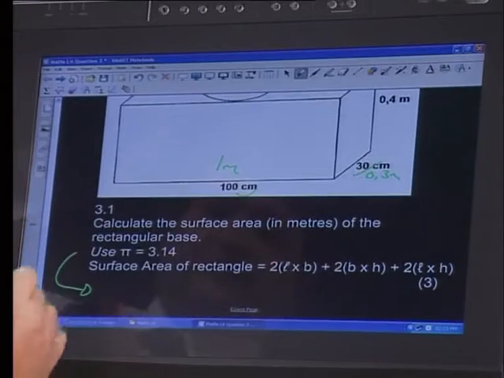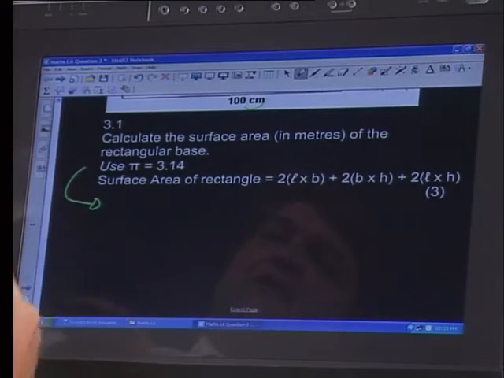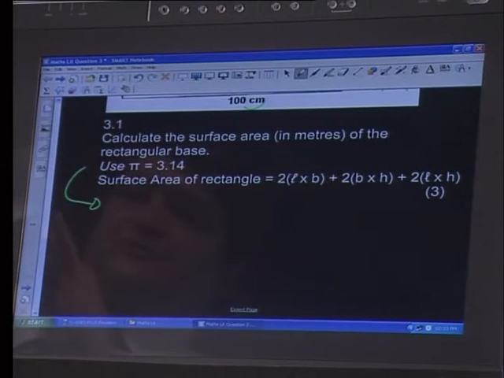Now, I'm going to presume that they are asking me for the surface area of the entire box, excluding the part where the cone is fitting on. Okay? So, how are we going to do that? Well, here we go. Firstly, the surface area of the rectangle. Right.